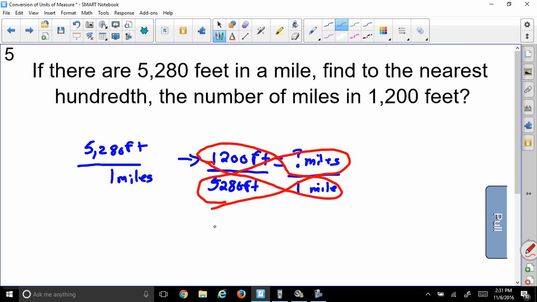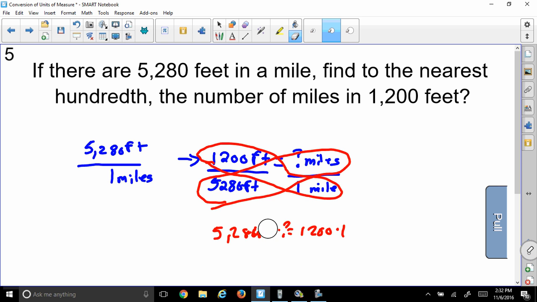So we got 5,280 feet equals 1,200 times 1 mile, and this is times question mark. So 5,280 feet times question mark, feet per mile, and let me even erase that because I don't really need all of that. So let's erase that. We can clean that up a little bit. We don't need to write that because we know what our units are.